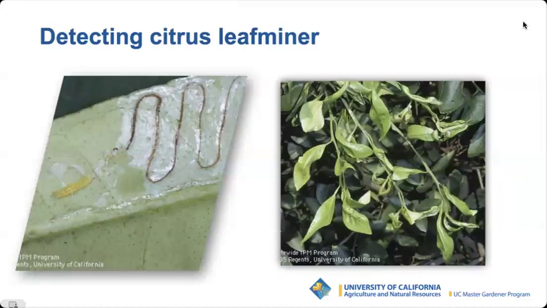Citrus leaf miner was one of the first pests on my new citrus trees, which is not surprising because this pest likes tender, young, shiny leaves. The adult insect lays eggs on the leaves, and the resulting larvae, once they hatch, mine inside the lower or upper surface of the leaves. They leave a whitish trail.